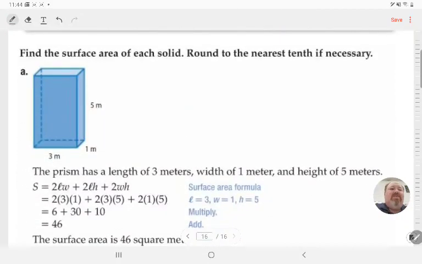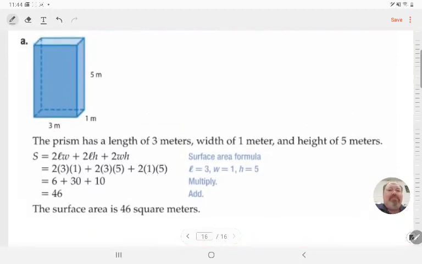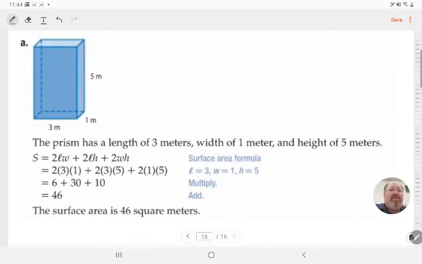So find the surface area of each solid, round to the nearest tenth if necessary. So we have this rectangular prism with a length of 3 meters, the width of 1 meter, and the height of 5 meters. So once you identify what you have, so this is my L, this is my W, and this is my H, then I just plug it into the formula, each number where they go, multiply, remember your order of operations, multiply first, then I add them all together, and I would get 46 square meters, or I could write it as 46 meters squared.